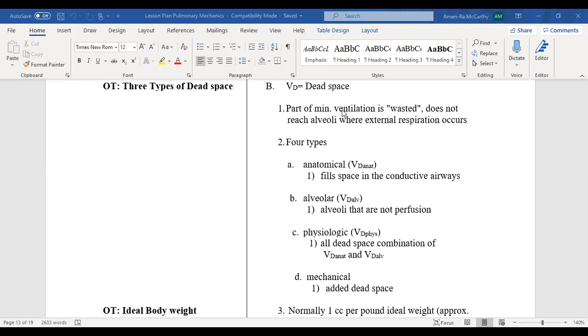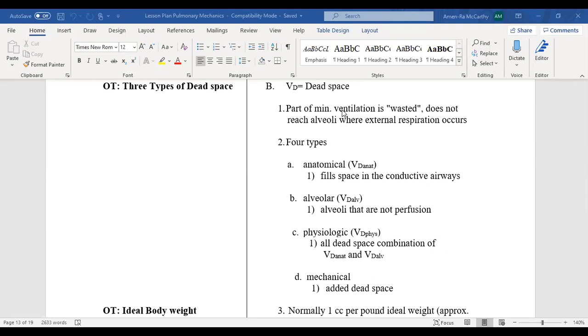The gas that fills the space in the conductive airways is anatomical dead space, right? Because from the nose to the terminal bronchioles, that's the conductive airways. If you get a question asking whether this part is in the conductive airways or not: if it's not the respiratory bronchioles, then yes, it's conductive. The only thing in the parenchyma, or the gas exchange part, will be the respiratory bronchioles.